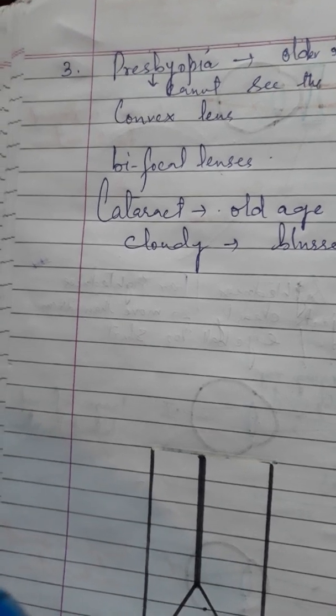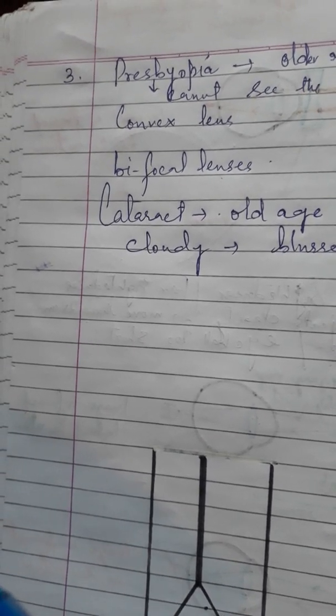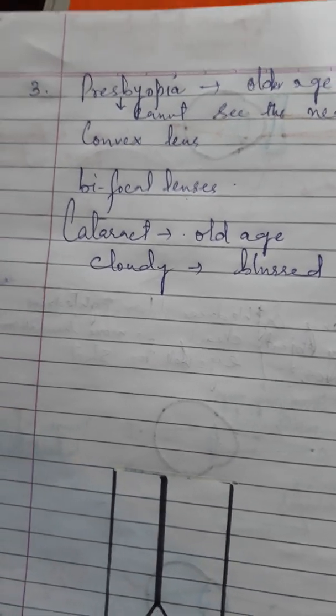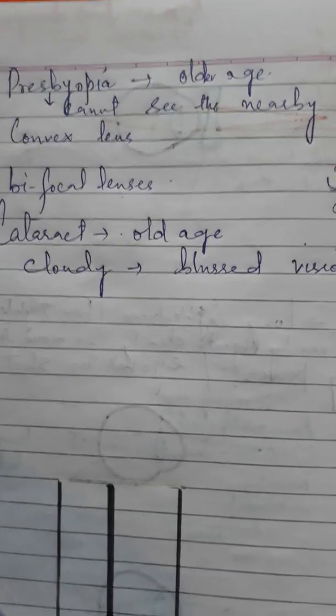So the vision of the person can be restored after getting surgery. The opaque lens is removed from the eye by a surgical operation and a new artificial lens is inserted in that place. So this defect, cataract, cannot be corrected by any type of spectacle lenses. It's only corrected by surgical operations, by surgical procedures. This was all about the defects of vision.